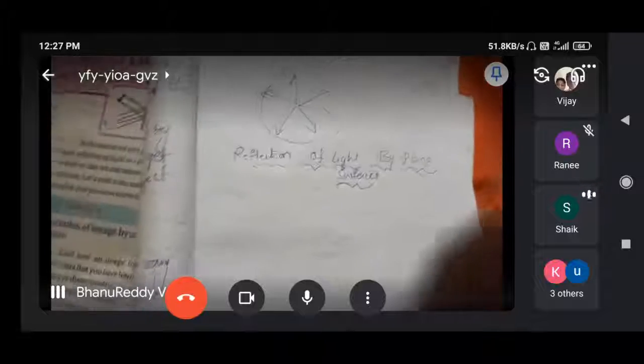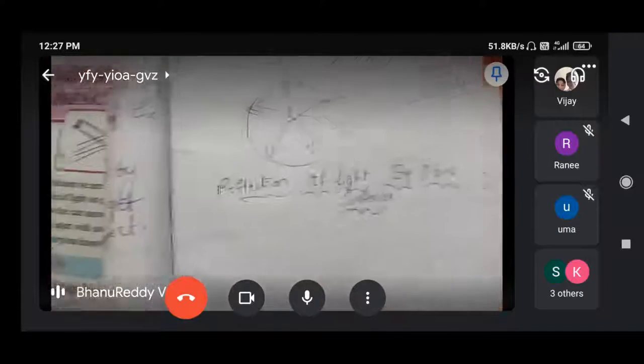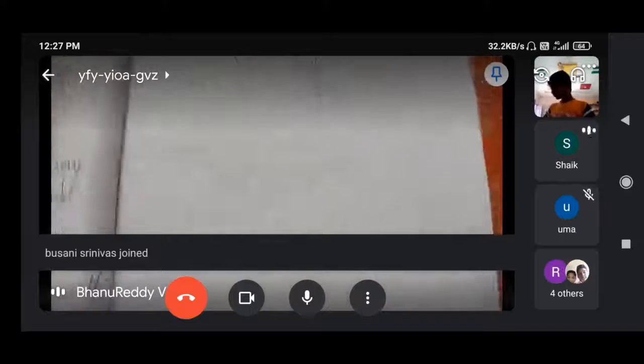Good afternoon, children. Today we'll start the lesson about the reflection of light by plane surfaces.